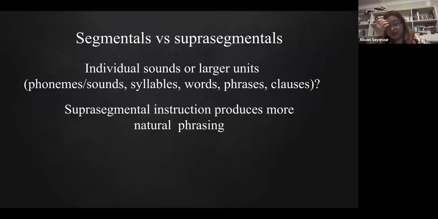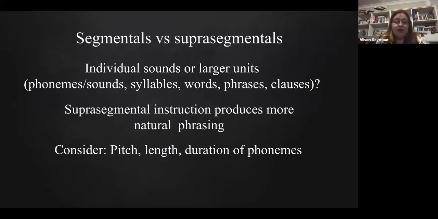Just as a very quick aside, and I'd love to go into this in more detail, but if you're teaching pronunciation, teaching students about intonation across a number of words or in running words together, so looking beyond the individual sounds, but looking at the words in context of a sentence, does definitely produce a more natural type of phrasing. And thinking about, you know, the pitch, how long you hold the phoneme for, the volume.